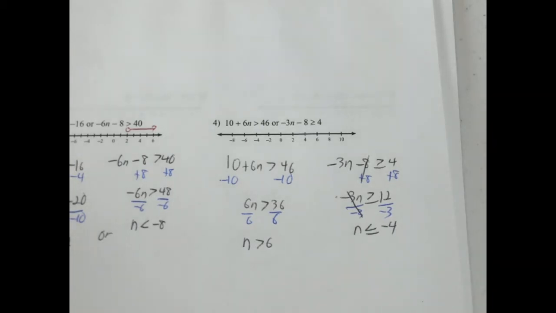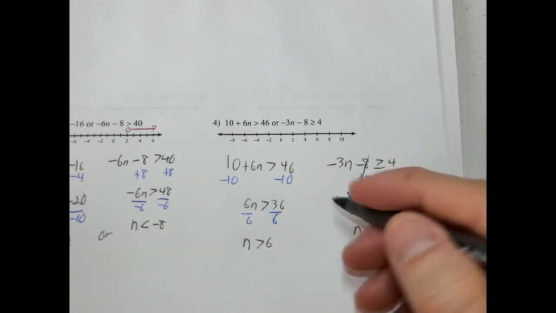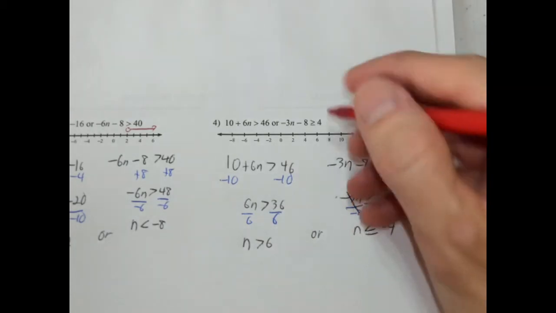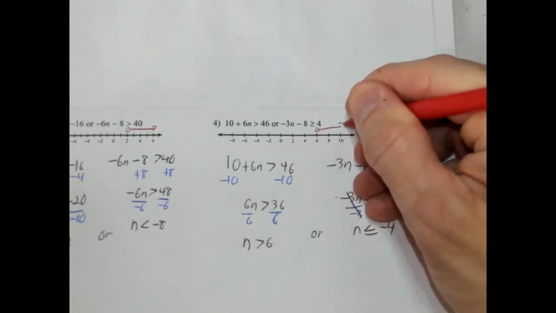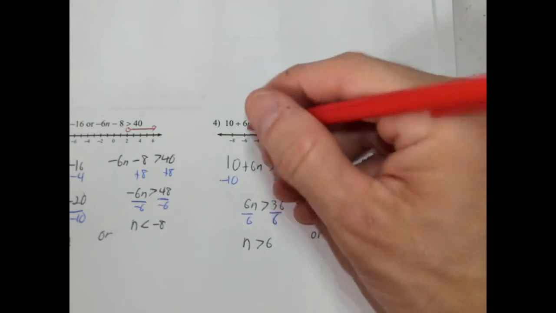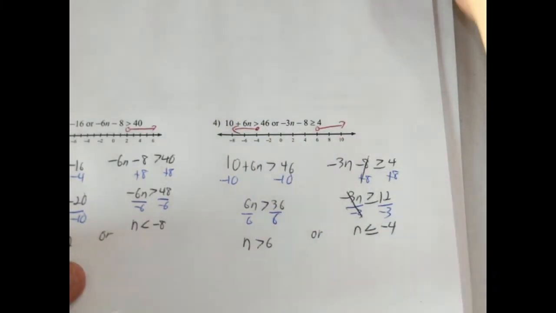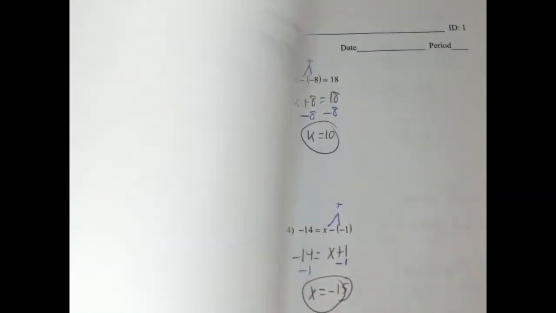Yeah, that worked. So now we're going to graph this. This is an OR statement, so it's a disjunction. So n is greater than 6, so it's non-inclusive. And then this is n is less than or equal to negative 4, so it's going to be inclusive. And we're going that way. Alright. Let's try the backside here.